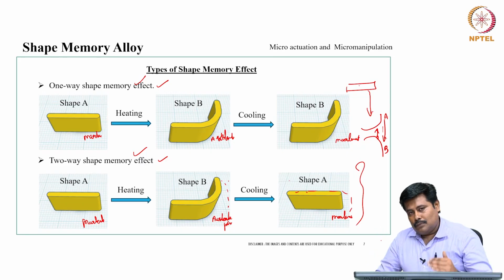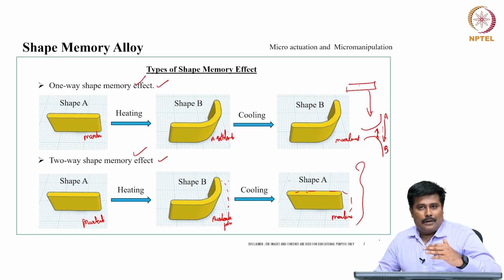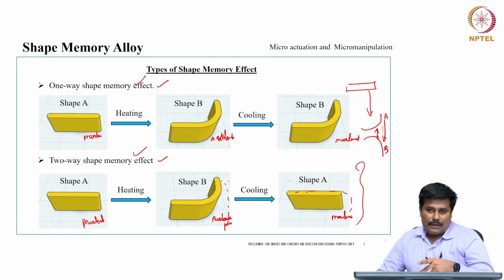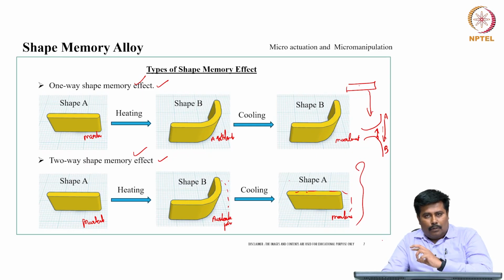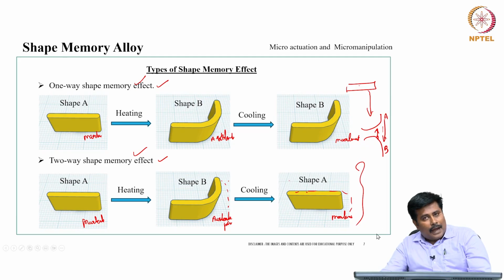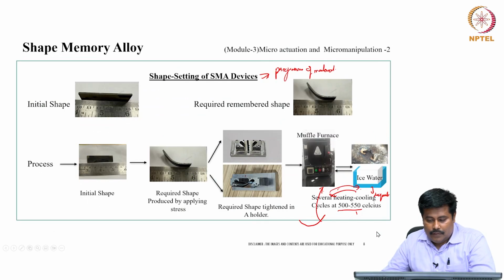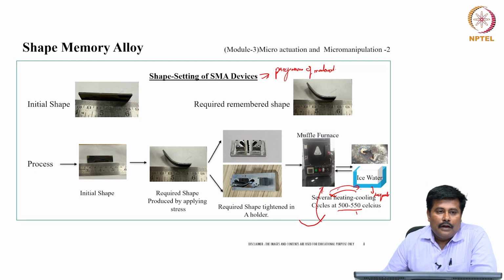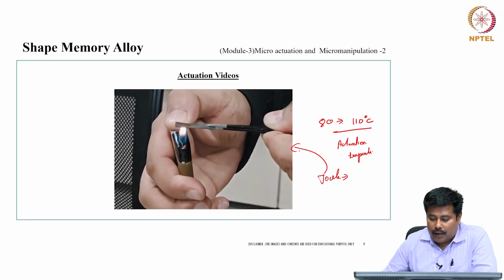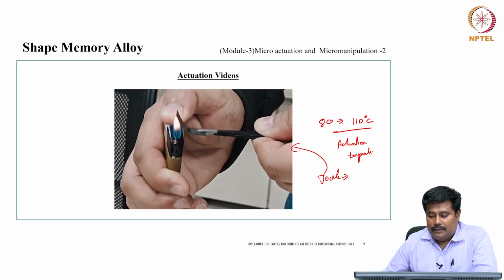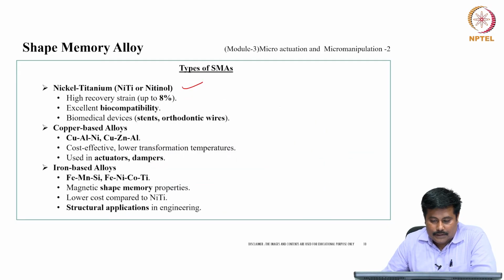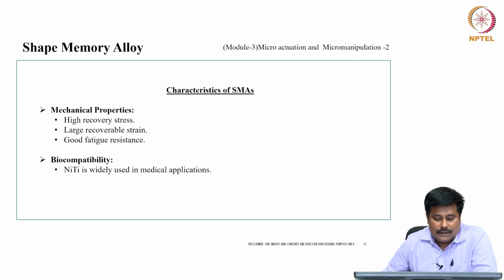As far as the one-way shape memory effect is concerned, it is switching between the native shape and the set shape. As far as two-way shape memory is concerned, it is switching between two shape setting domains, so that it can be used as an actuator, and you can also use it for a frequency based system. These are the shape setting procedures being followed, and this is the actual actuation of a shape memory alloy thin sheet which is being actuated with a temperature of around 80 to 110 degrees Celsius. We had discussed the different types of shape memory alloy structures and their properties.